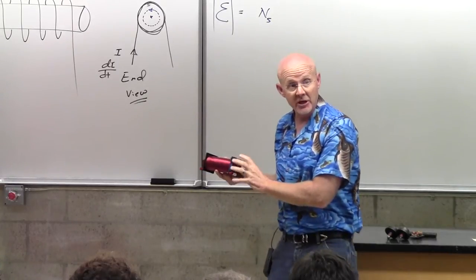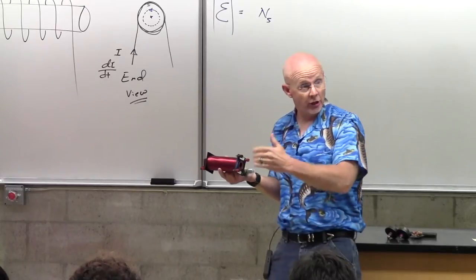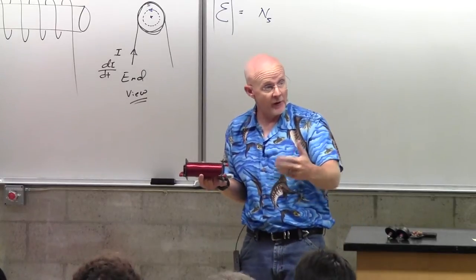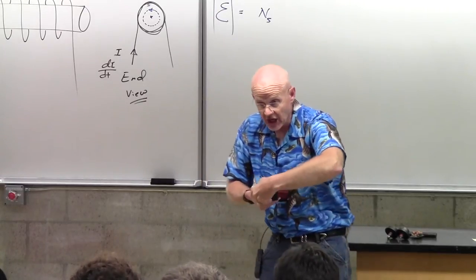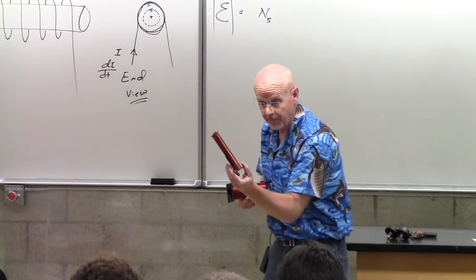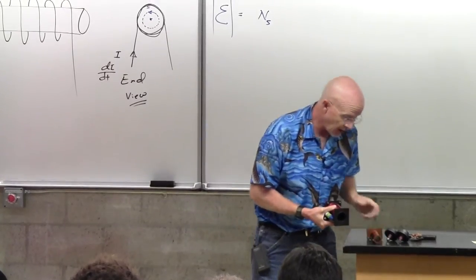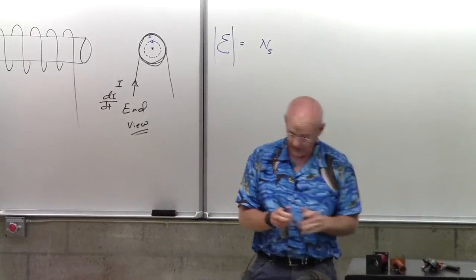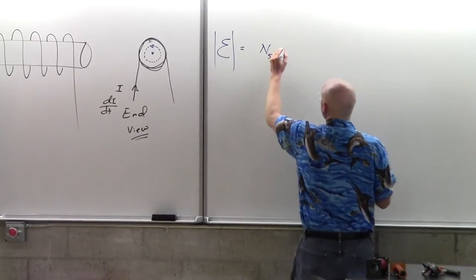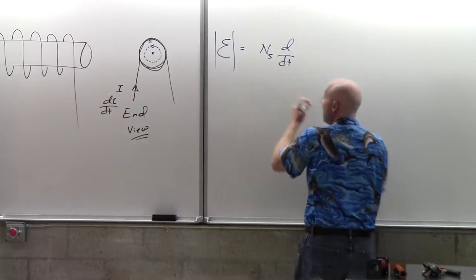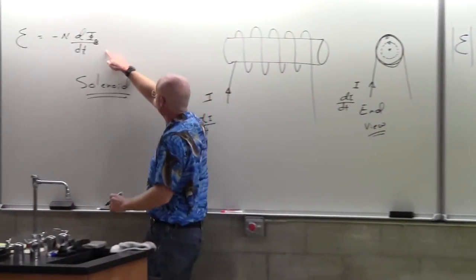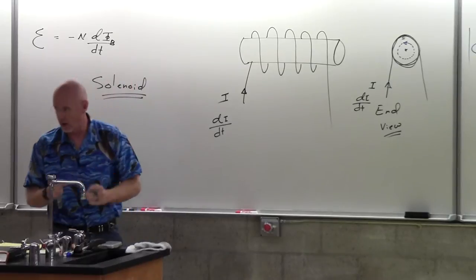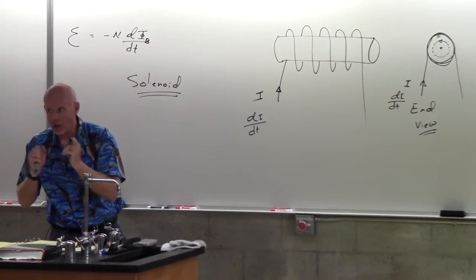So if the primary is changing its current, and since the current is related to the magnetic field, there would be a changing magnetic field. That changing magnetic field would produce an EMF in here. And so I'll just refer to this as the secondary, whereas the flux itself is coming from the solenoid, and that's what I will call the primary.